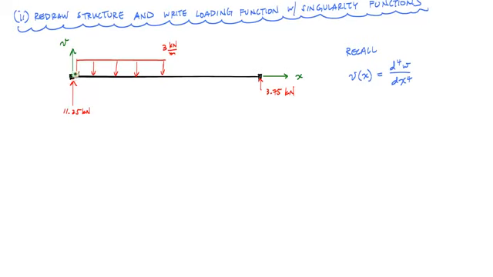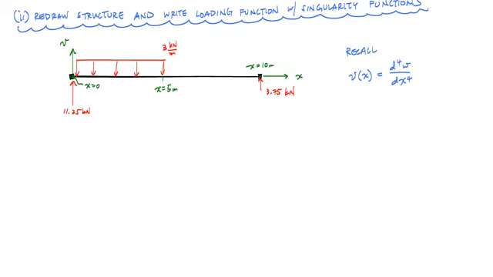At this point right here is x equals 0. This point where the distributed load ends is x equal to 5 meters. And then here where this concentrated load is, or this reaction, this is x equal to 10 meters. Those are important to note when you write out the singularity functions to describe each of these loads.